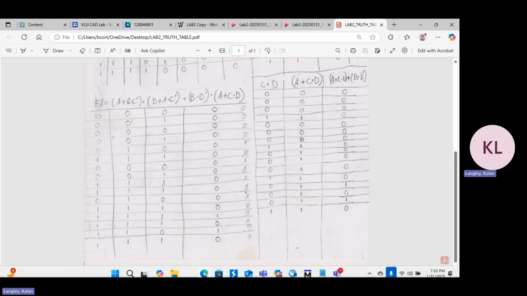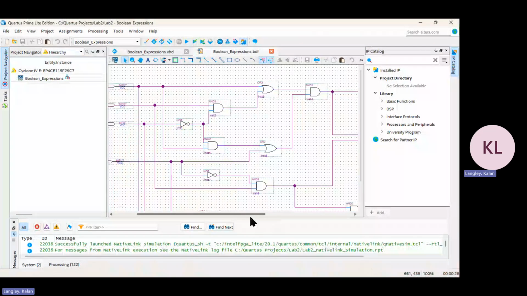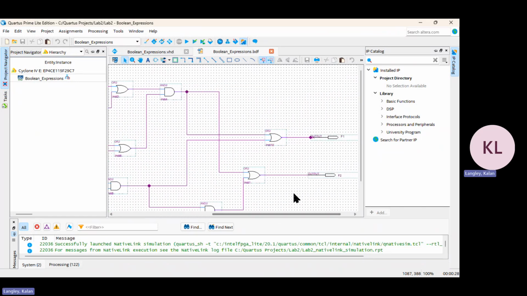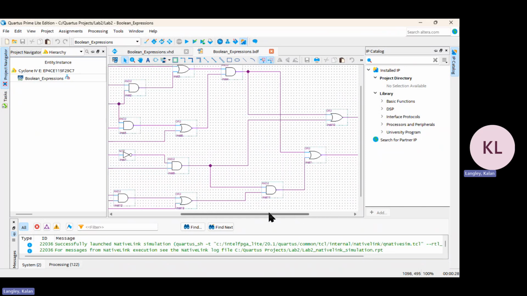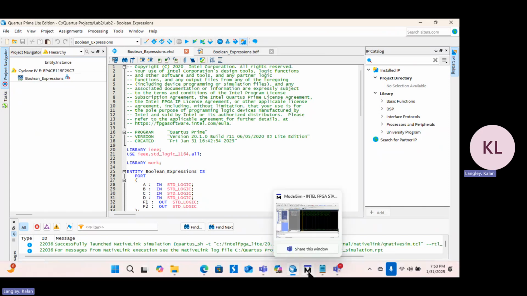So going over to Quartus, it's pretty much the same steps as last time. We built the project using the function block builder. And once we drew all of our AND and OR gates and all our wiring, we went ahead and created the VHD file. After we do this, we can finish compiling and send it to ModelSim for testing.